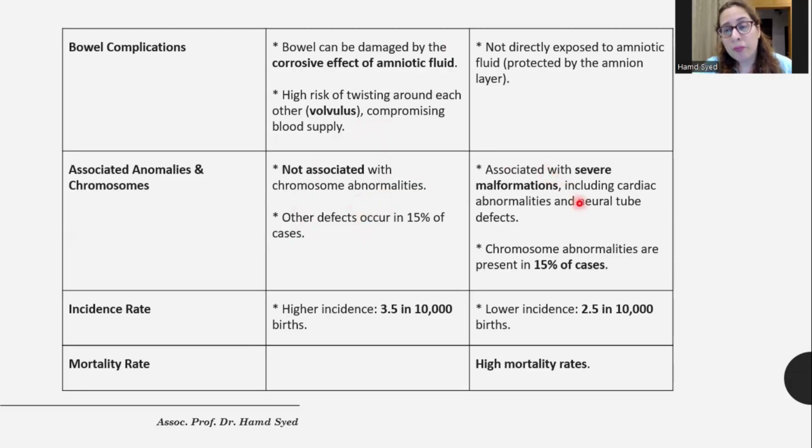In contrast, the omphalocele is associated with severe malformations, including cardiac abnormalities and neural tube defects, and chromosomal abnormalities are present in 15% of cases. The incidence rate, remember, is higher in case of gastroschisis, but it has a better prognosis, whereas omphalocele has a higher mortality rate.